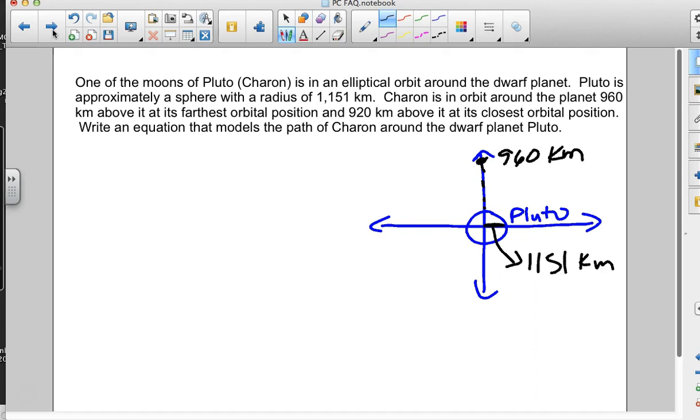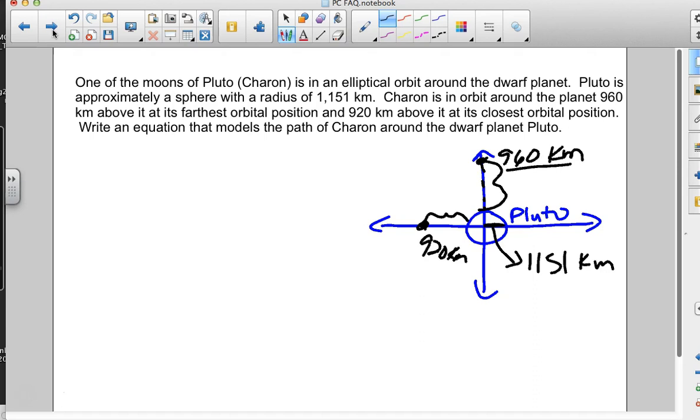And 920 kilometers above it at its closest orbital position. Well, if it's an elliptical, then that would mean that this is going to be 920 kilometers over here. So this is not really 960, 0 up there. That's why I'm labeling that 960 kilometers. And this is the 920. So I'm not making points out of this. What I'm doing is getting a visual of what this is, what it's going to look like.